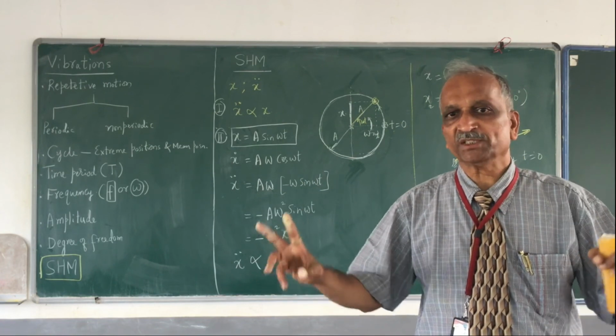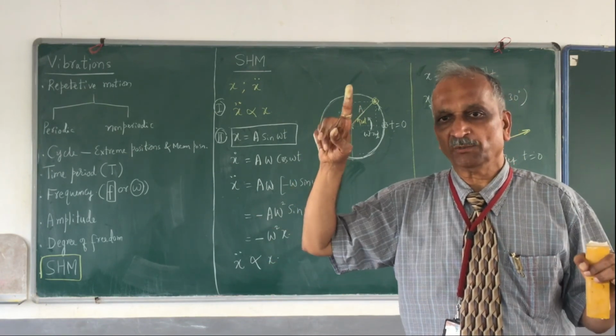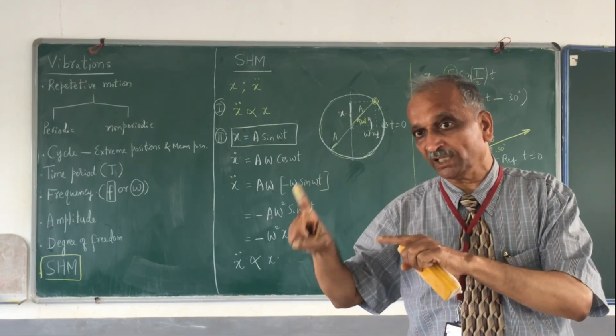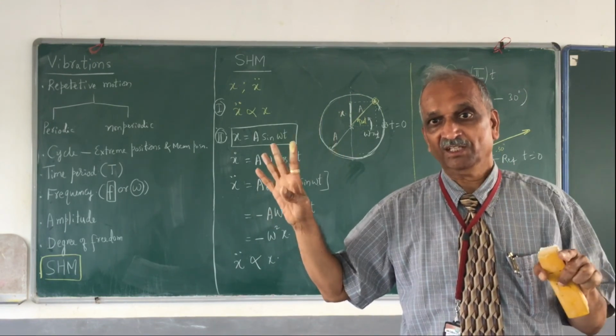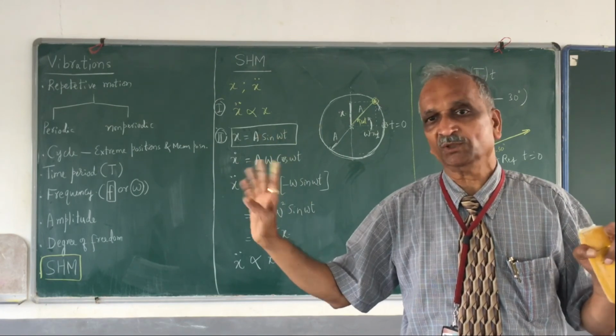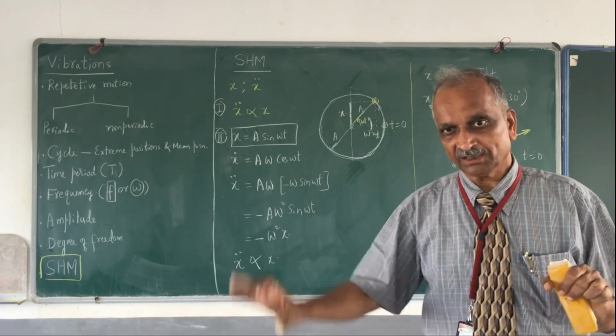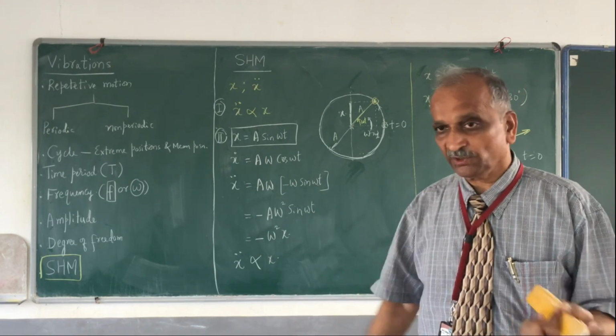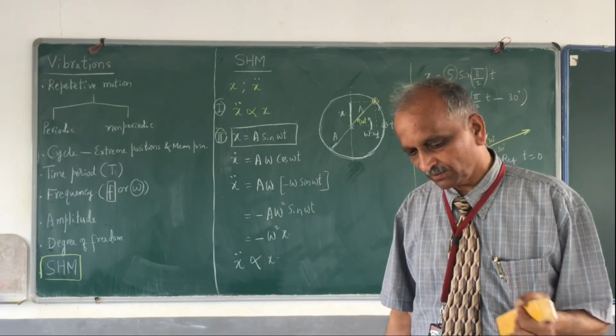Whenever you represent two simple harmonic motions by vectors, please remember the two should have the same frequency. If they have different frequencies, then you cannot compare them. The angle between the two vectors is known as the phase difference. Probably this much is sufficient.